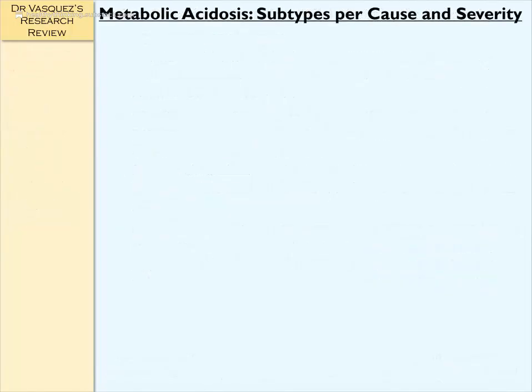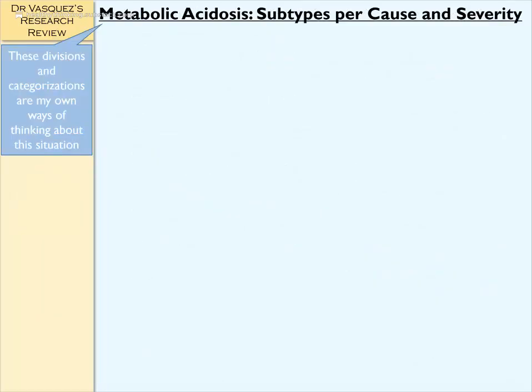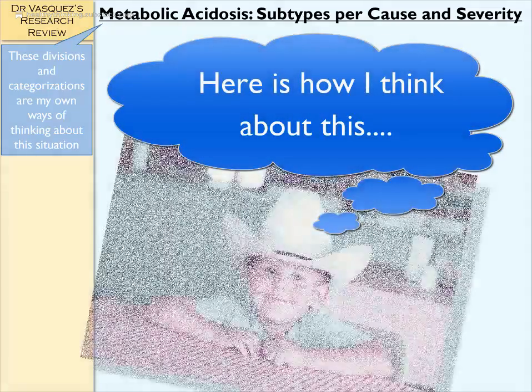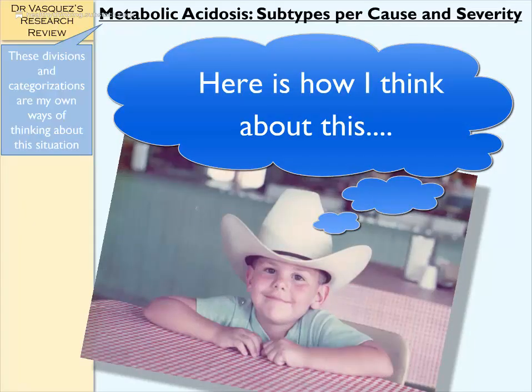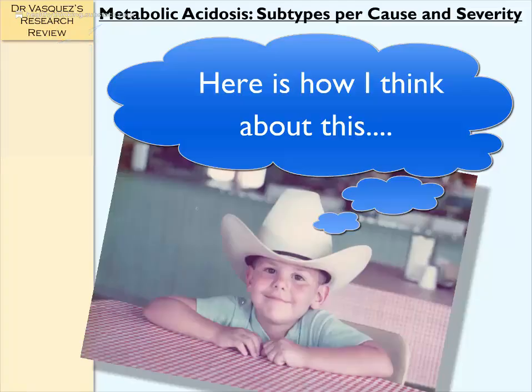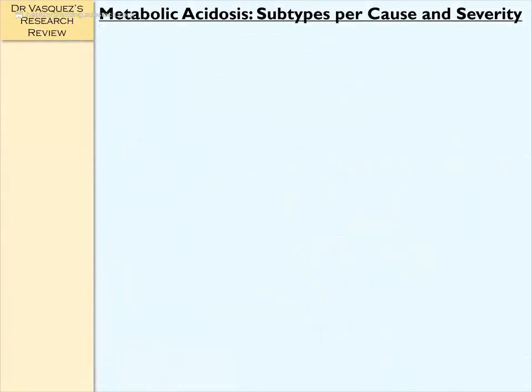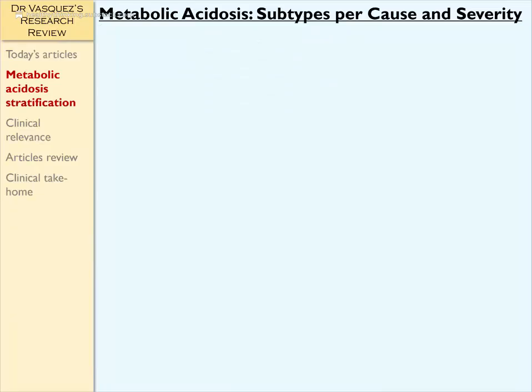First, of course, we want to start by defining what it is we're talking about. And the topic today, as I've already mentioned, is metabolic acidosis. Here I'm going to talk about subtypes per cause and severity. These divisions and categorizations are my own ways of thinking about this situation, but I still think that it's clinically relevant. Even though these terms and nomenclature are not necessarily official, we just look at things here from a common sense perspective.